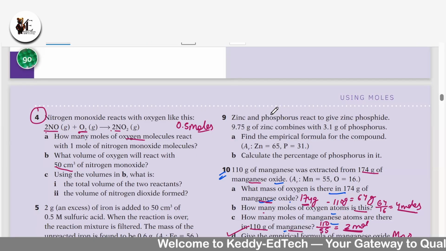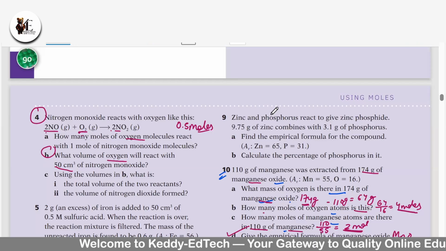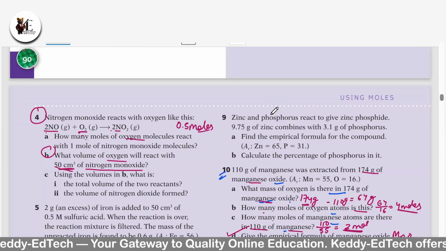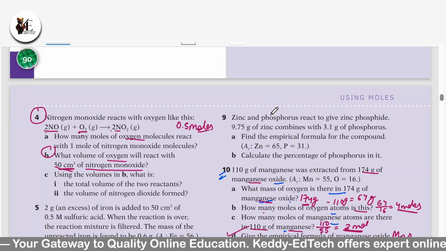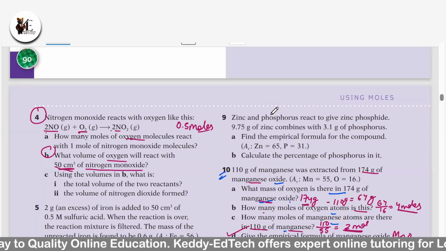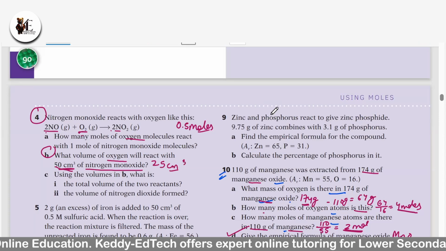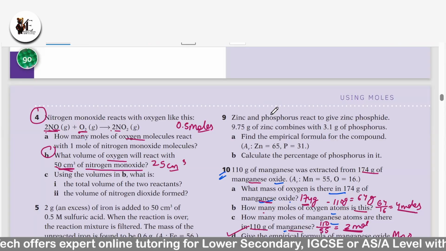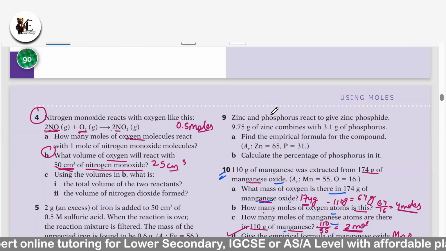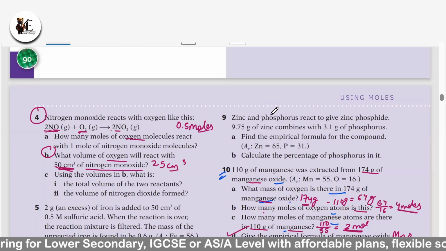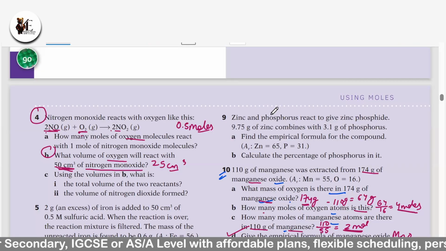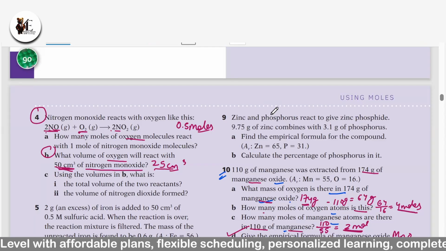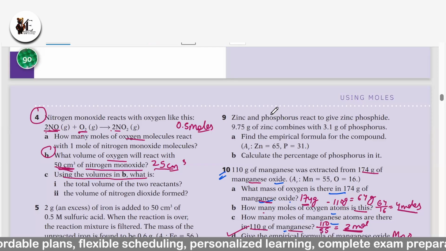Right. B part. What volume of oxygen will react with 50 centimeter cube of nitrogen monoxide? 25 centimeter cube. Yes, it is 25 centimeter cube, because as you know, 2 mole of nitrogen monoxide is reacting with 1 volume. So 50 centimeter cube of nitrogen monoxide will react with just half of it, that is 25 centimeter cube.